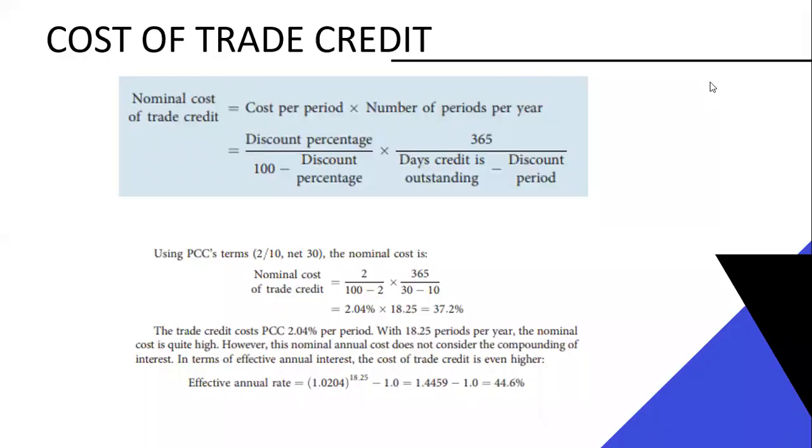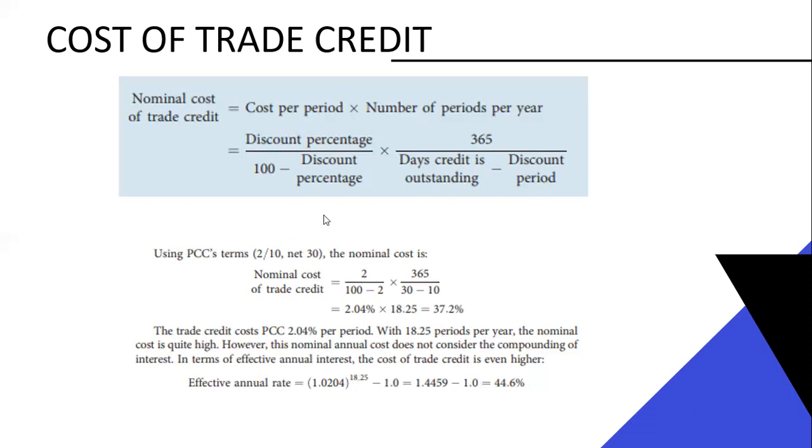Now, it is important for you to be able to calculate the cost of trade credit. And so here are some formulas. You will be needing these formulas again to solve some of the questions for this chapter. So the first thing is how do you calculate the nominal cost of trade credit? For this, you have a formula right over here: the discount percentage divided by 1 minus the discount percentage, multiplied by 365 divided by the days credit is outstanding minus the discount period.